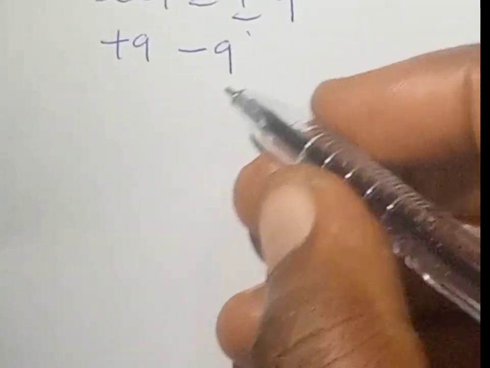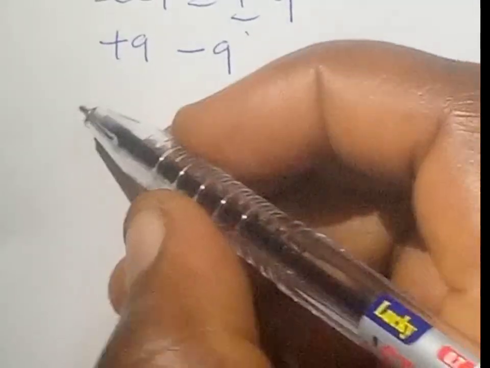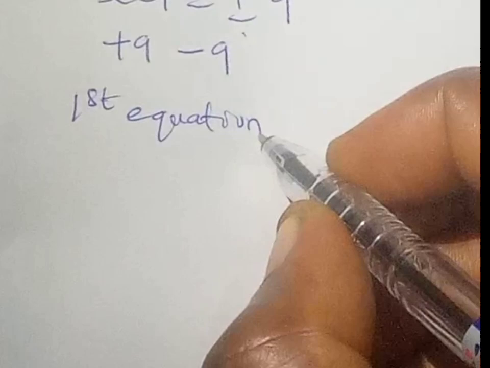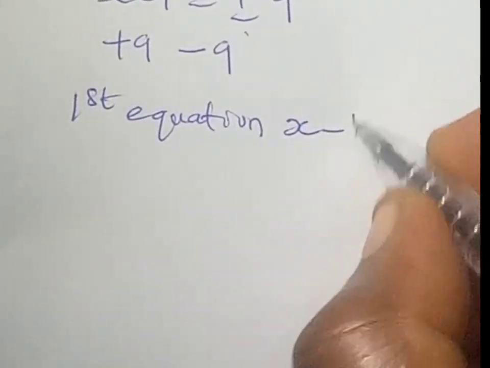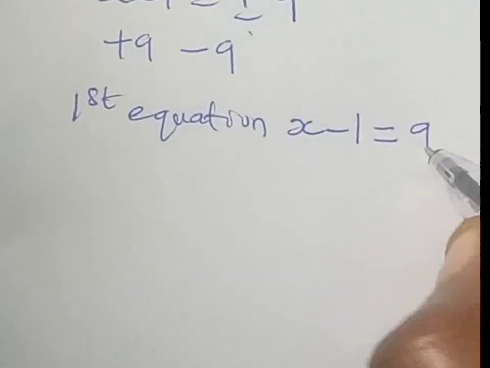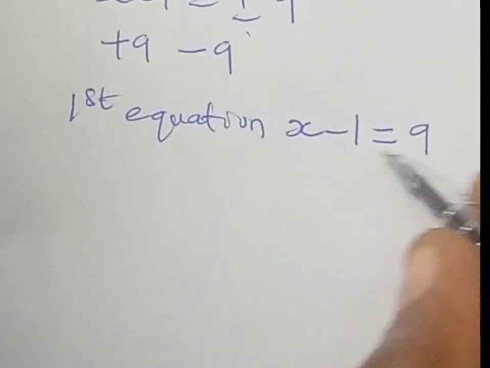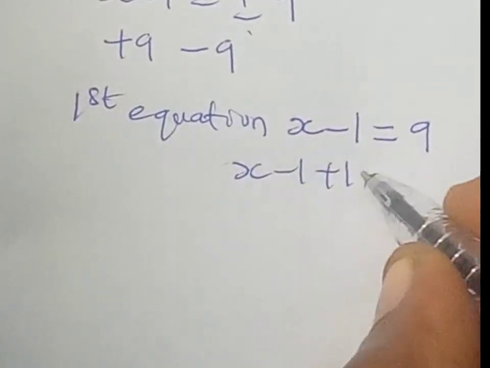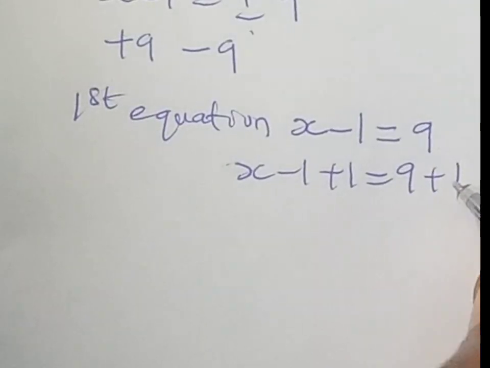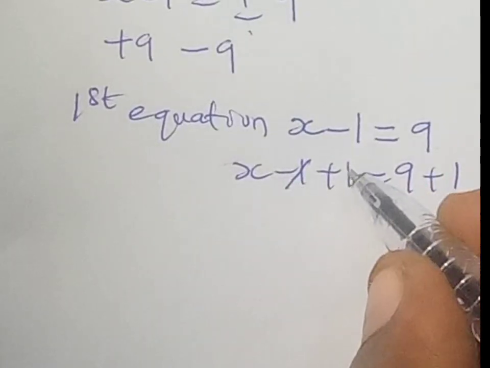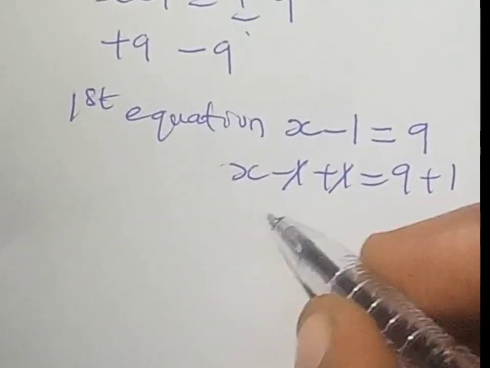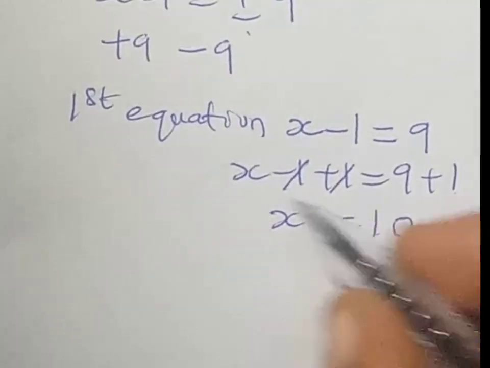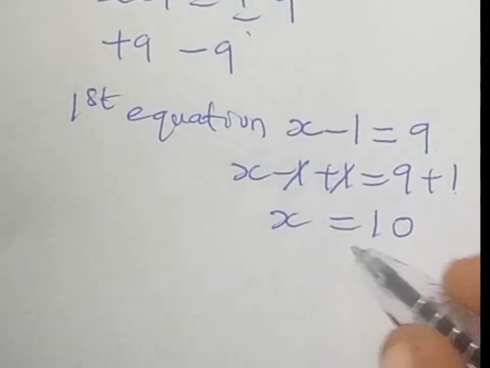Let's solve the first equation. The first equation says x − 1 = 9. Now let's add 1 to both sides, which will give us x − 1 + 1 = 9 + 1. A negative cancels a positive. So we have x = 9 + 1, which gives us 10. So the solution to our first equation is x = 10.